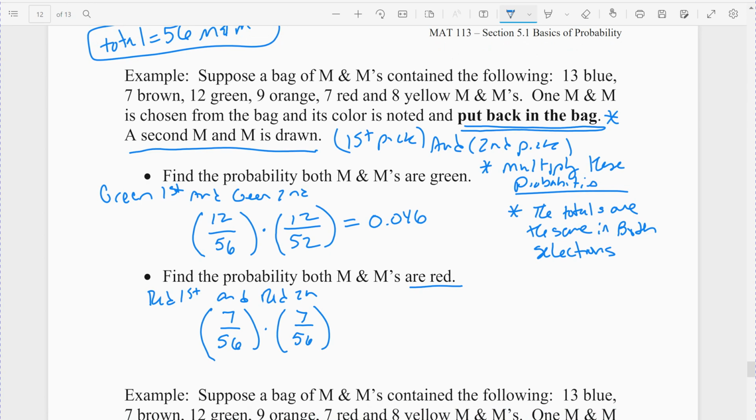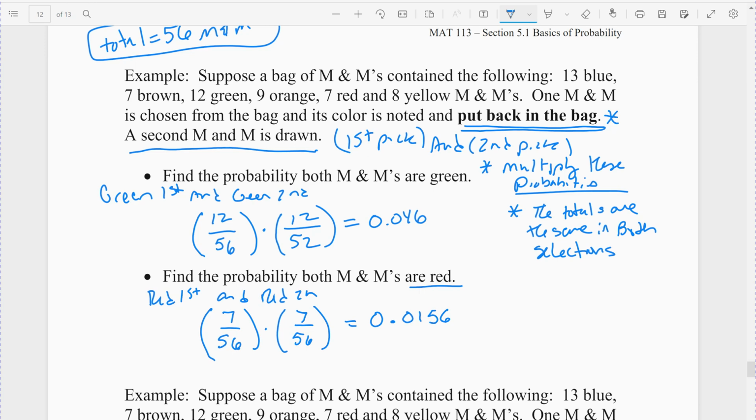Alright, so those are the two probabilities, and then you multiply that out, and you have fewer reds, so it should make sense that it's a smaller probability. Alright, it comes out to 0.0156, which is smaller than the greens. Again, I only had 7 reds versus 12 greens, so it should make sense, so it comes out smaller.